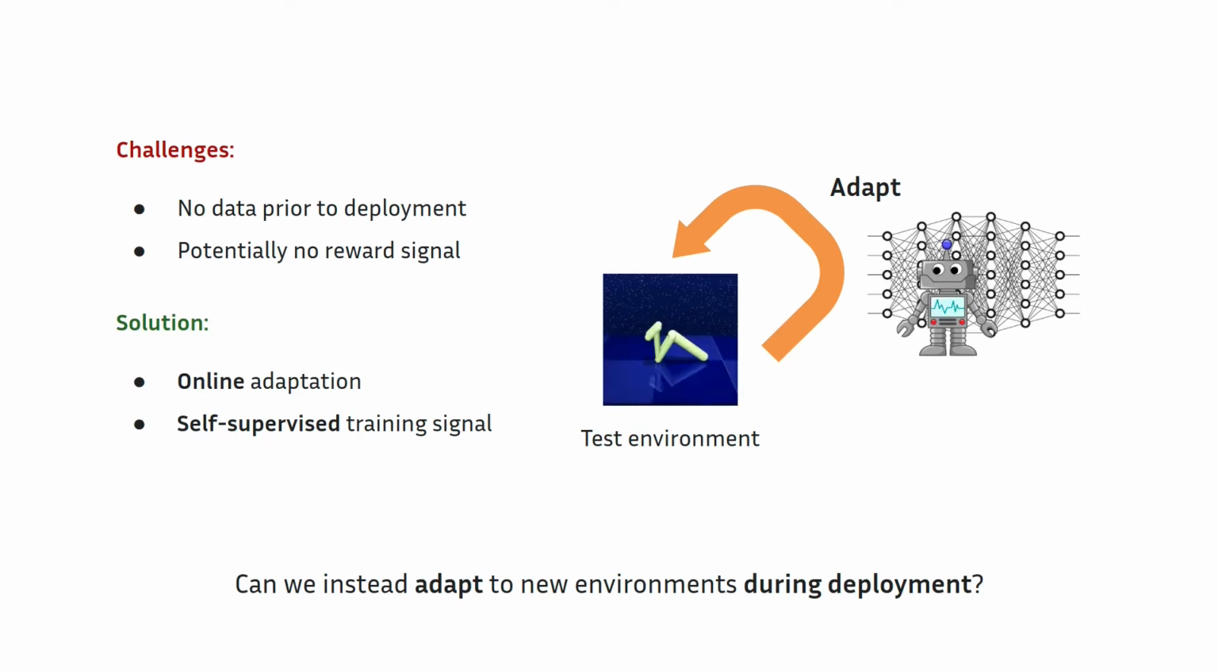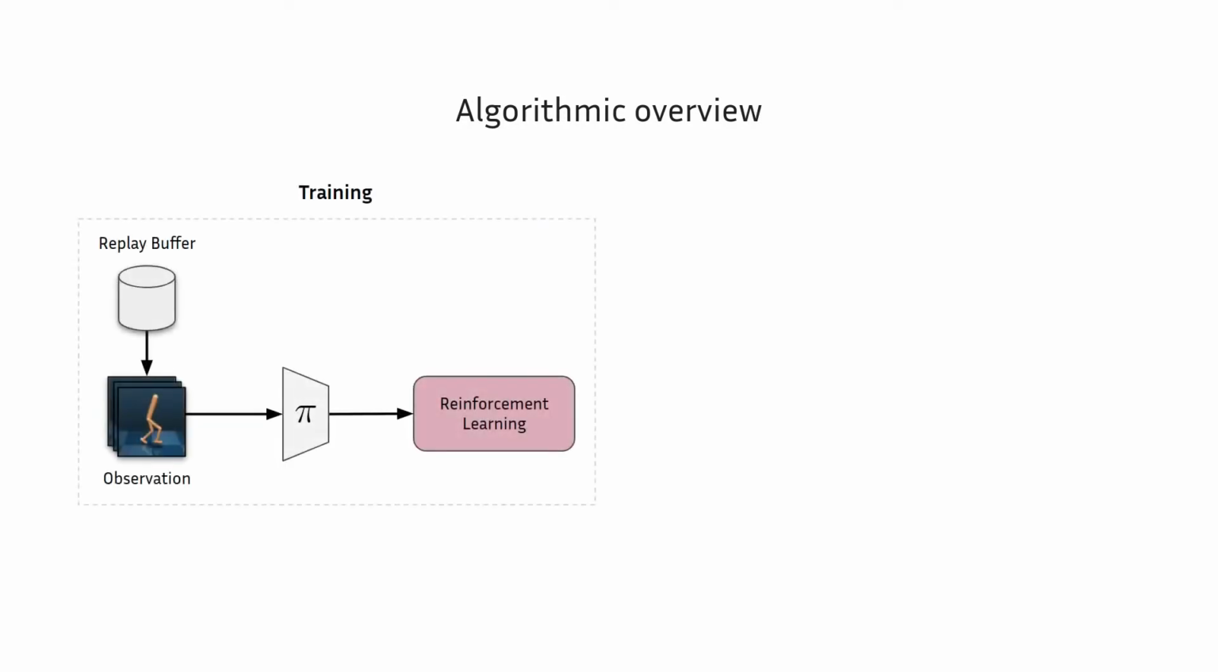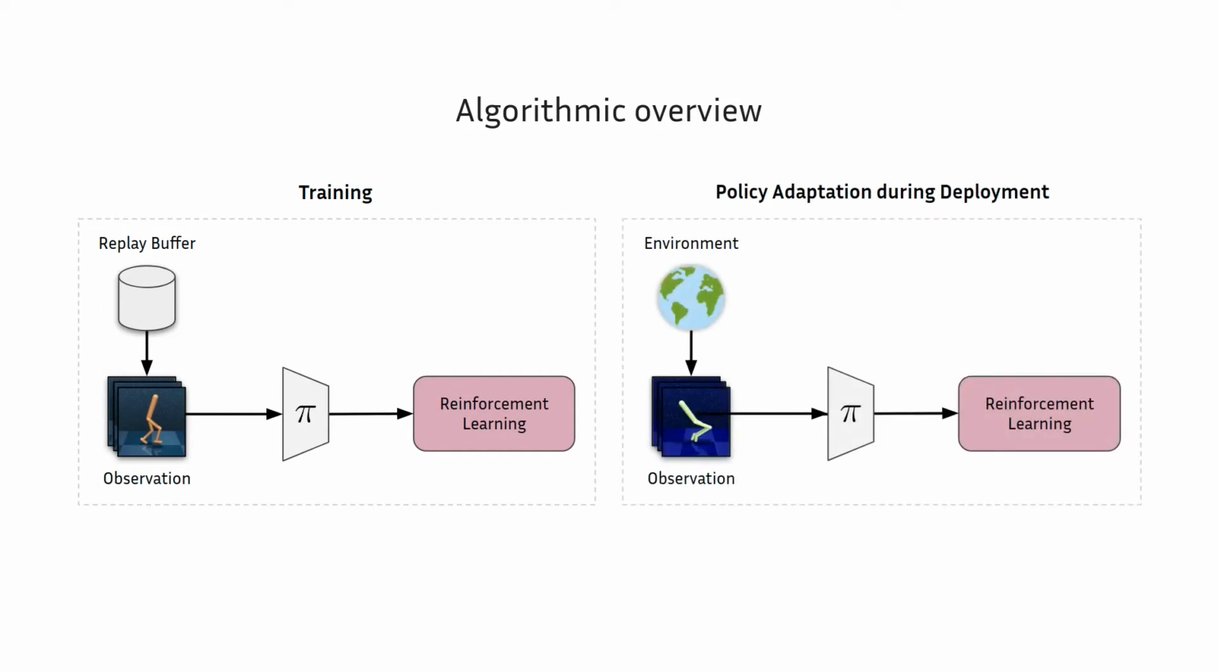To address these challenges, we propose to adapt online using a self-supervised training signal, and we only use data collected during deployment. Our algorithm consists of two phases: the initial training phase in a fixed environment, and then an adaptation phase during deployment in the target environment.